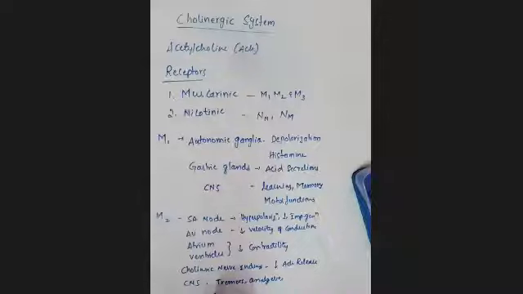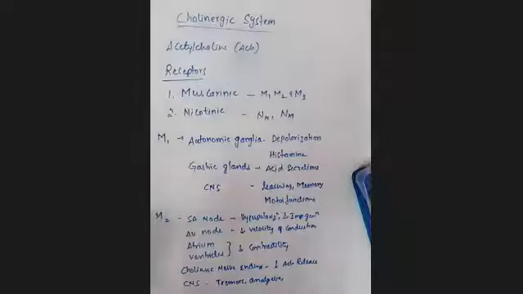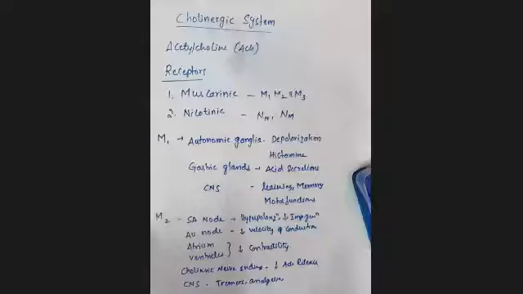This is also present in visceral smooth muscles, which leads to contractions of these muscles. So that is the location and functions of M1 and M2. M1 is present in autonomic ganglia, gastric glands, and the central nervous system. And M2 is present in the SA node, AV node, atrium and ventricles, cholinergic nerve endings, central nervous system, as well as visceral smooth muscles.